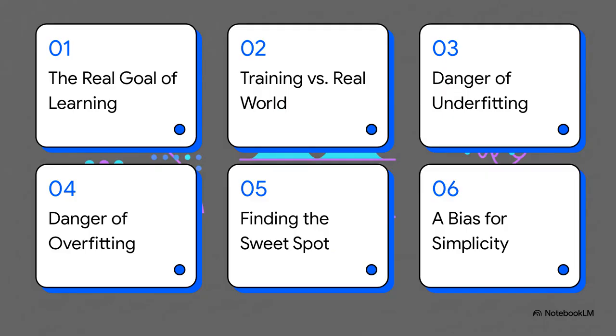So here's our game plan. First, we're going to define what we're actually trying to do when we talk about learning. Then we'll get into the two big pitfalls, underfitting and overfitting. After that, we'll zero in on that perfect sweet spot right in between them and talk about the surprisingly simple principle that helps us find it.